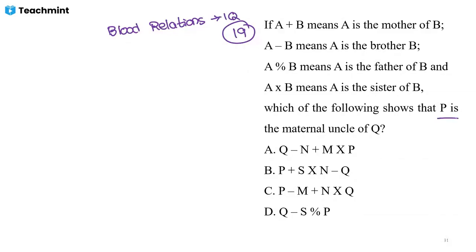P is the maternal uncle of Q. P is the maternal uncle of Q. Which option is going to satisfy that? P is maternal uncle of Q. Which option will satisfy?